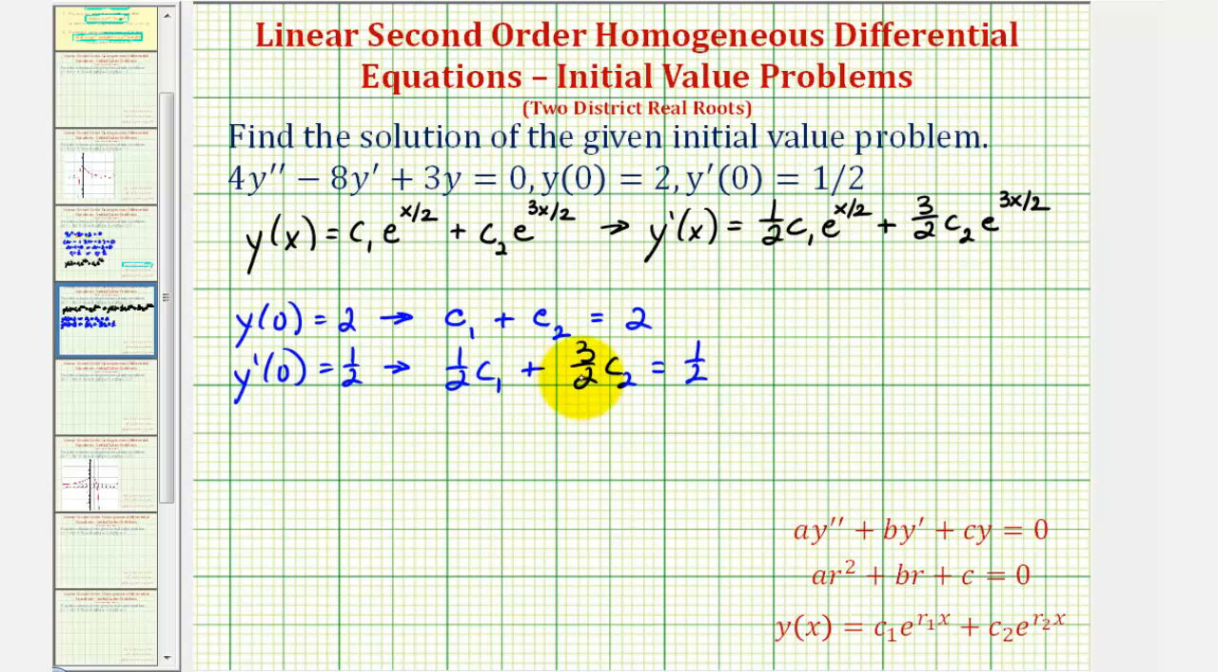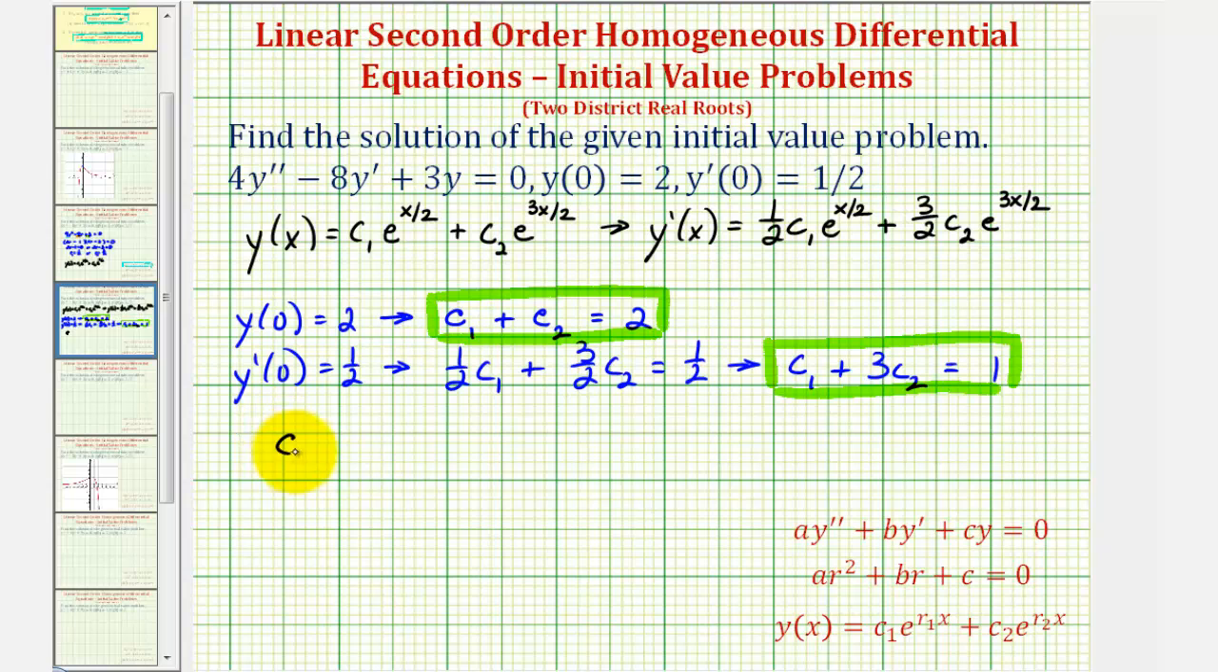Let's go ahead and multiply this equation here by 2 to clear the fractions. So we know that c sub 1 plus 3c sub 2 must equal positive 1. So now to find the values of c sub 1 and c sub 2, we're going to take this first equation here and the second equation here and solve this as a system of equations. So if we know c sub 1 plus c sub 2 equals 2 and c sub 1 plus 3c sub 2 equals 1, let's go ahead and solve this first equation for c sub 1.